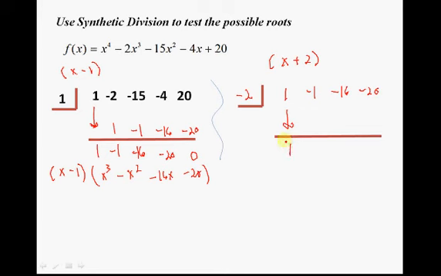-2 times -1 is 2. Combine these, we get -3. -2 times -3 is +6. Combine these, we get a -10. -2 times -10 is +20. Voila, the remainder is 0.